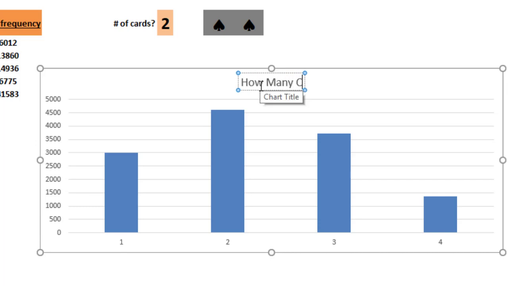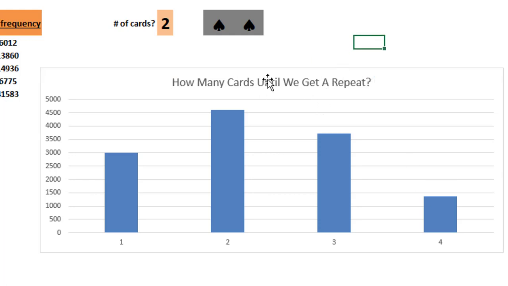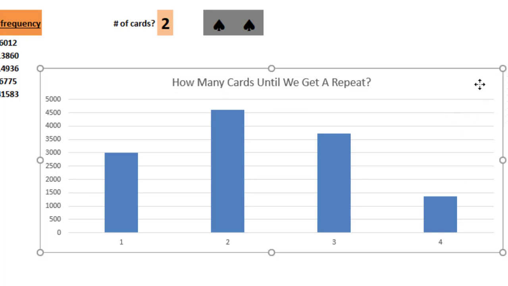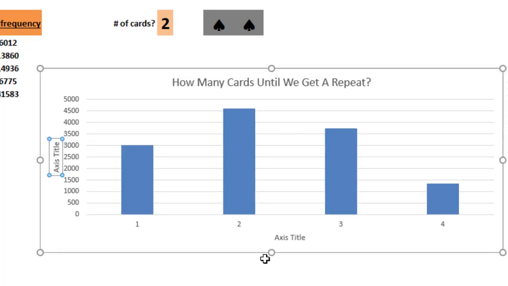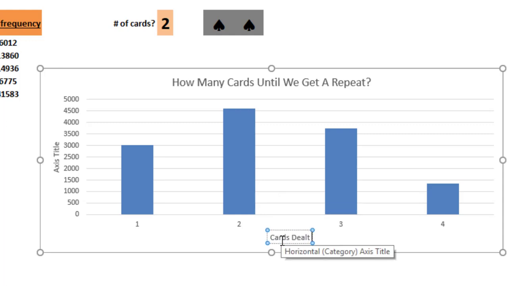How many cards until we get a repeat? I spelled some of that wrong. There we go. Repeat. All right. That's not bad. It's not a bad title. I don't see any axis titles. Let's add those. This is going to be cards dealt per trial.